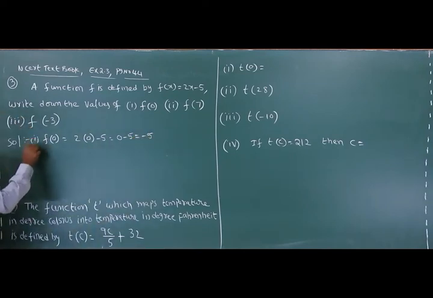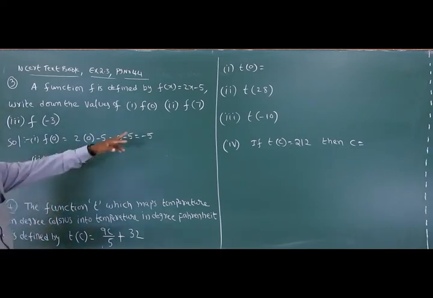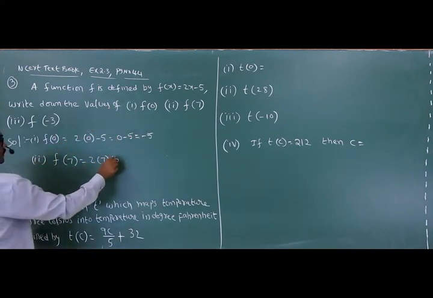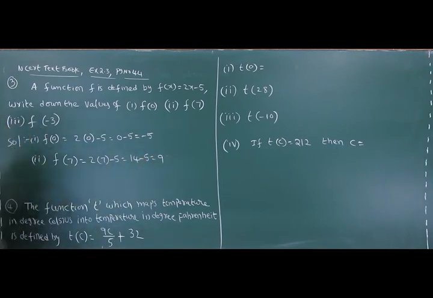Second one. f of 7 is equal to. Second question, f of 7, put x is equal to 7. 2 into 7 minus 5. 14 minus 5, that is equal to 9.